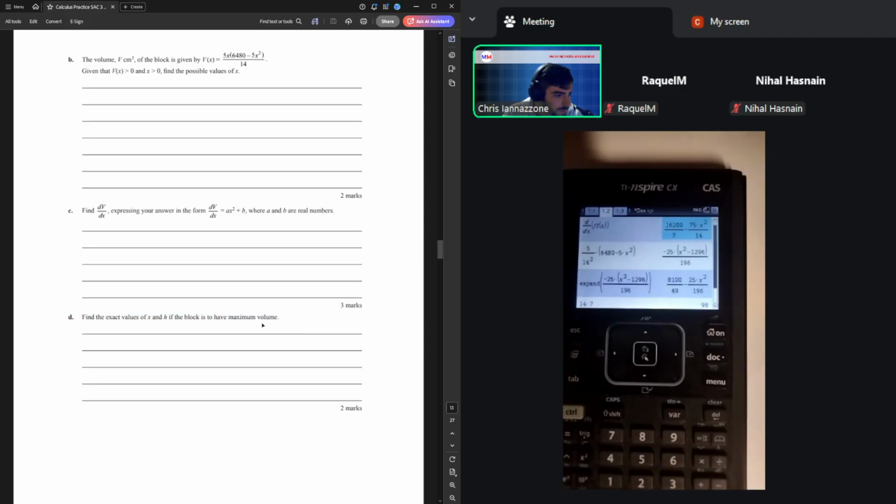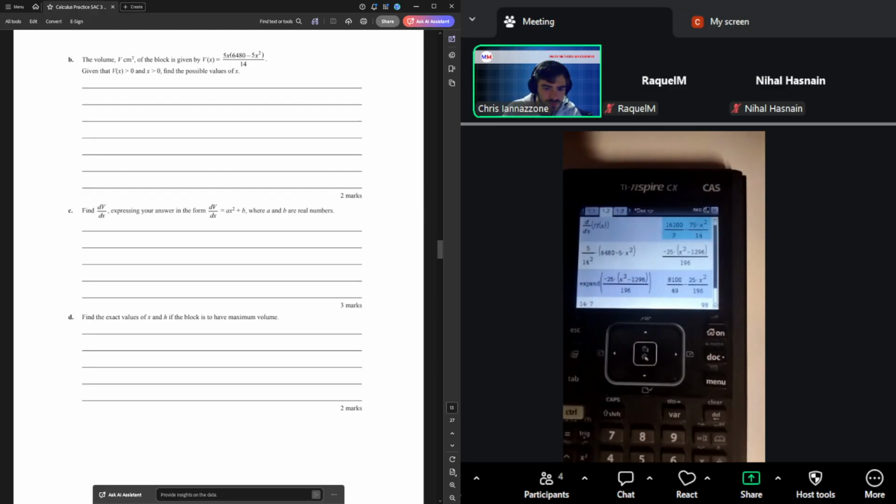Yeah, let's try that. So find exact values of x and h if the block is to have a maximum volume. I'll have a look in the background, see if I can find the marking guide.